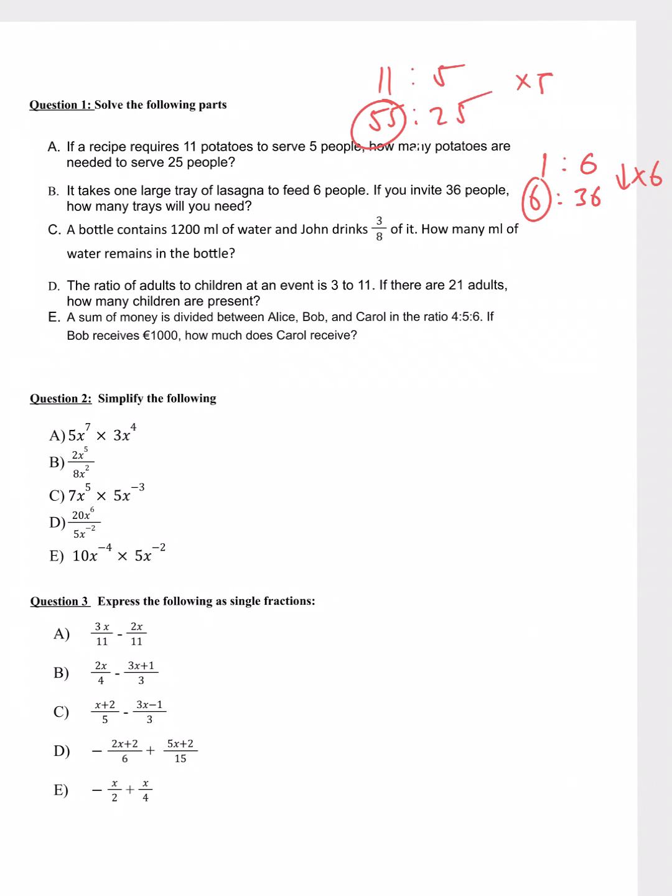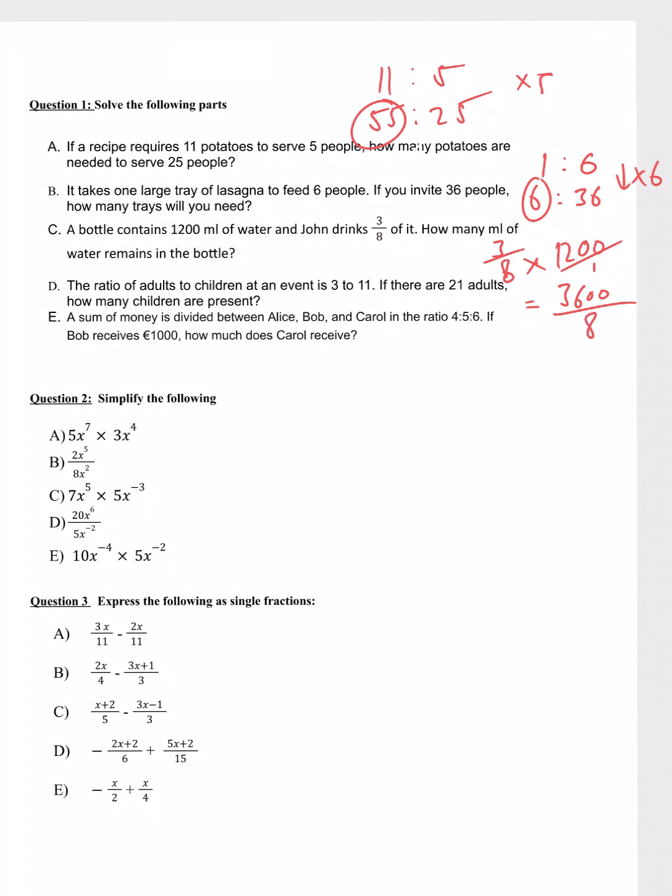A bottle contains 1200 millilitres of water and John drinks 3/8 of it. How many millilitres remain in the bottle? So, 2 ways to go about it. Get 3/8 and subtract, or else get 5/8 and that's what remains. But let's get 3/8. So here's how much he drinks. 3/8 multiplied by 1200 over 1. That's how you get 3/8 of 1200. So that is equal to 3 times 1200 is 3600.